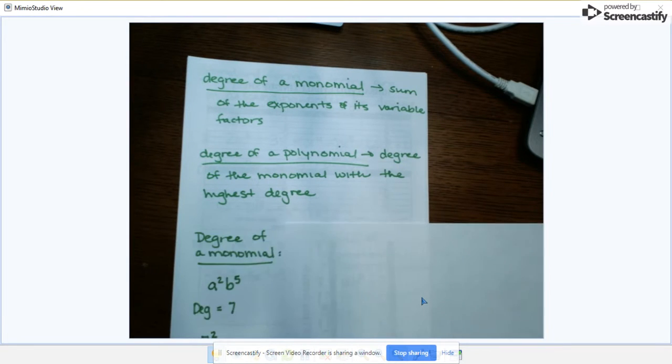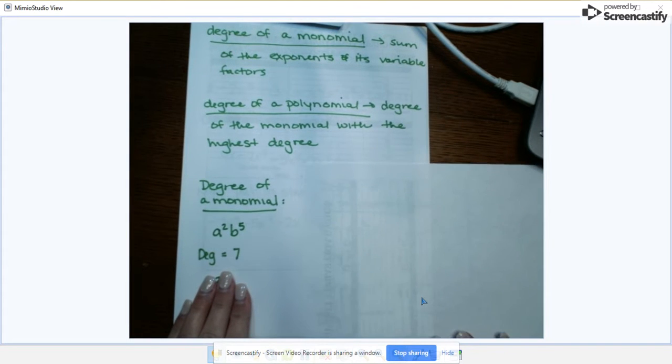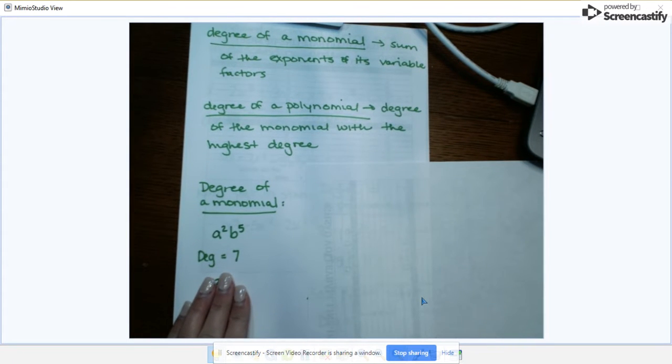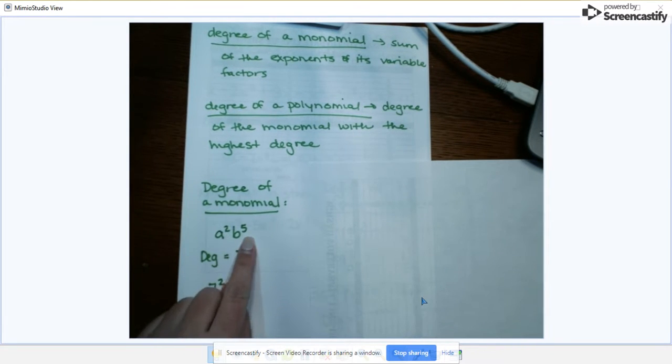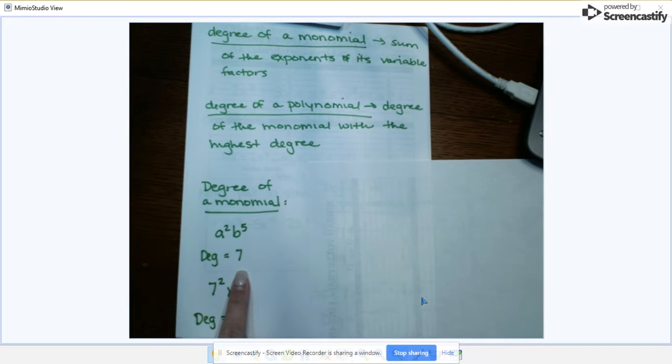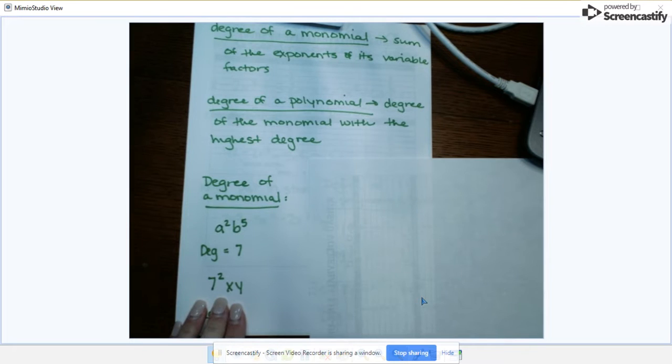So here's some examples of a monomial. So we have a squared b to the fifth, and that degree would be found by taking 2 plus 5. So it has degree 7. Here we have a monomial, 7 squared xy. The definition says the sum of the exponents of the variable factors. So this 2 doesn't matter. We just take the x to the first, y to the first, and add those together. So we have a degree of 2.